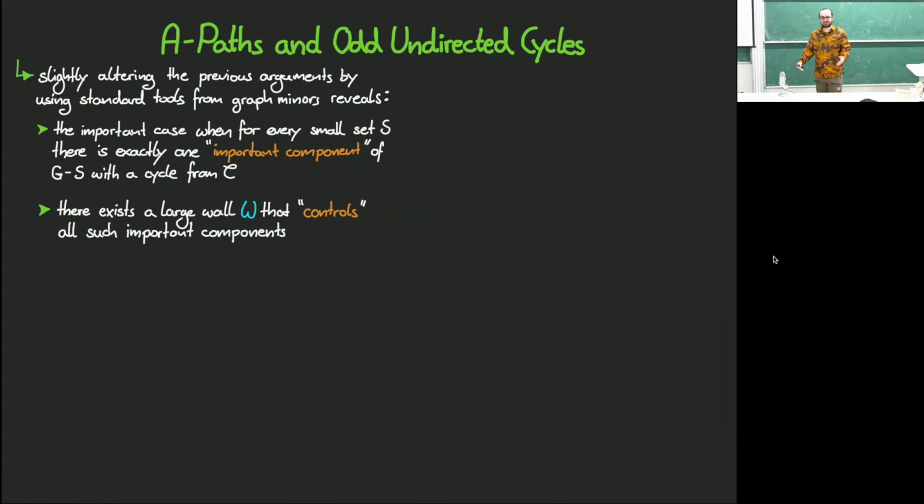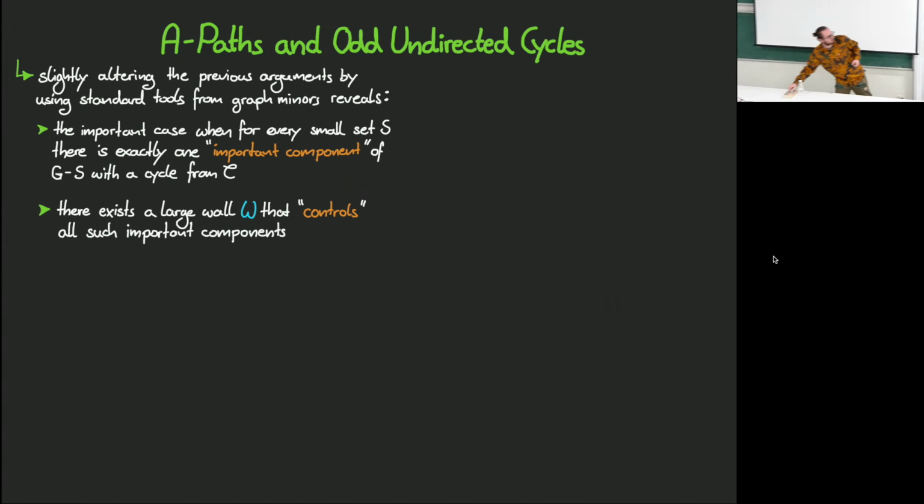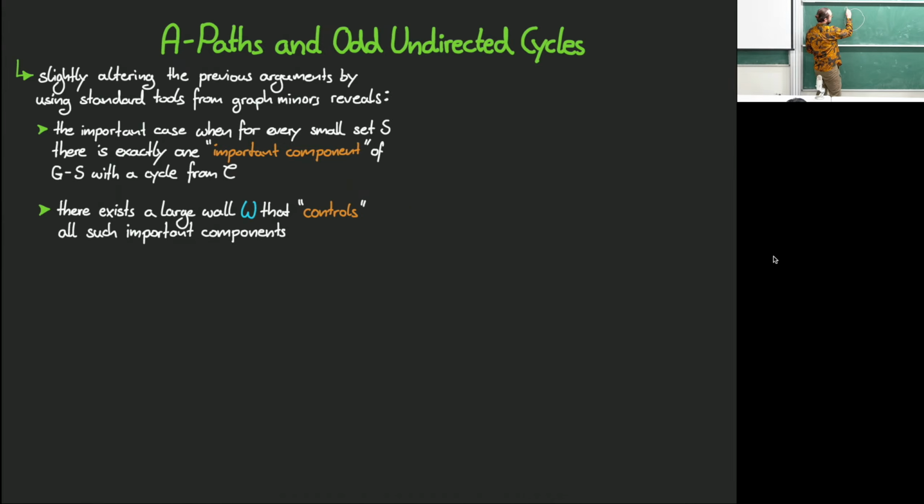Here's another thing that's very nice. This is now about odd cycles. This is about so-called A-paths. I will just quickly draw a picture. So an A-path is, you have some set of vertices A, and then an A-path is a path that has both endpoints inside of A, and all other vertices are outside of A. So this guy here is an A-path.